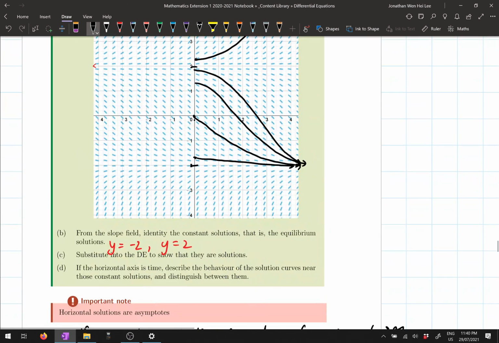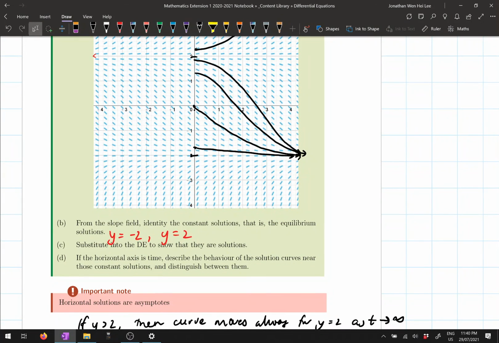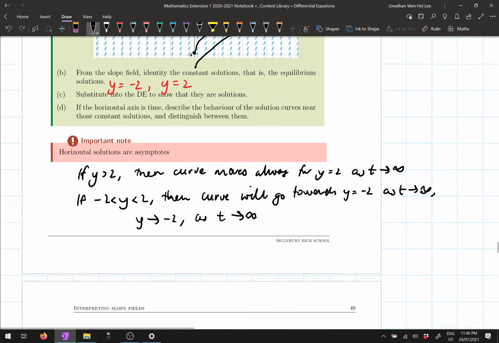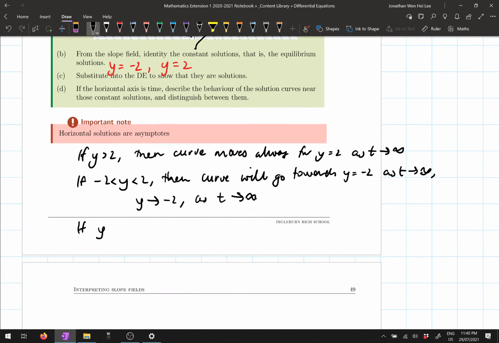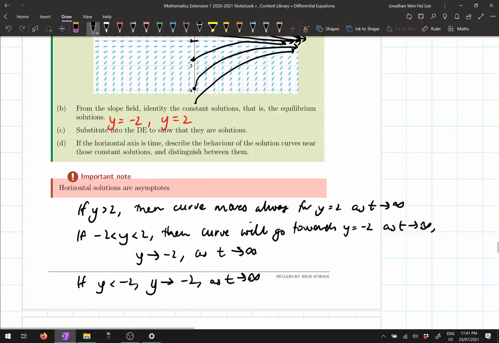And the last case is if you have a solution that's below negative 2. Here, any solution below negative 2 will move upwards and go towards negative 2 as well. No matter where we start below negative 2, it's going to move towards y is equal to negative 2. So if y is less than negative 2, then as t goes to infinity, y will also go to negative 2. So that's how we can answer this particular scenario.